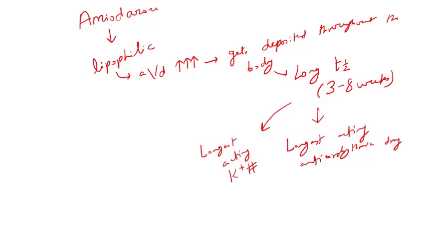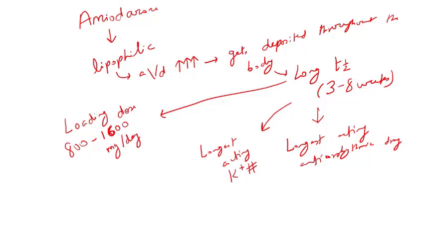Since the half-life is long, that is 3 to 8 weeks, it is given as a loading dose, that is 800 to 1600 milligram per day for a few weeks, followed by a maintenance dose.